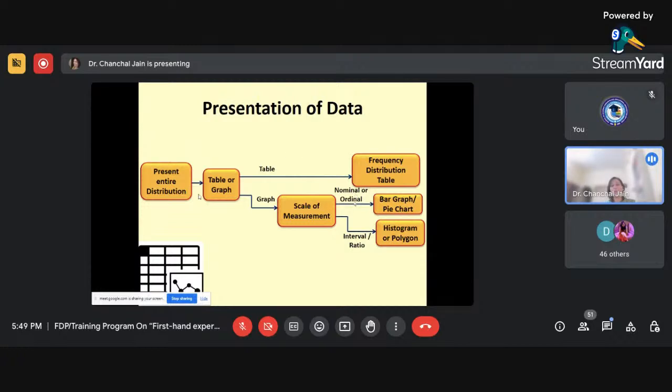For nominal and ordinal scale variables, we will go for a bar graph and pie chart. And for interval and ratio, generally we can go for a histogram, scatter plot, polygon, or box plot also, right?